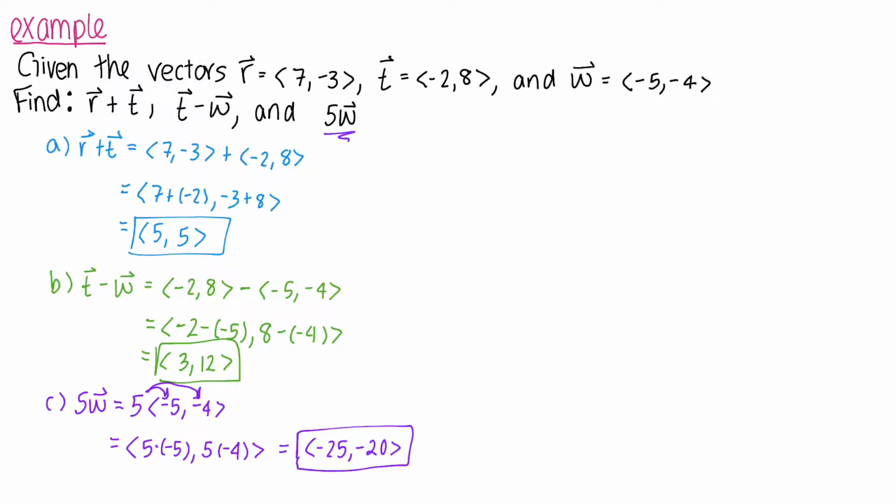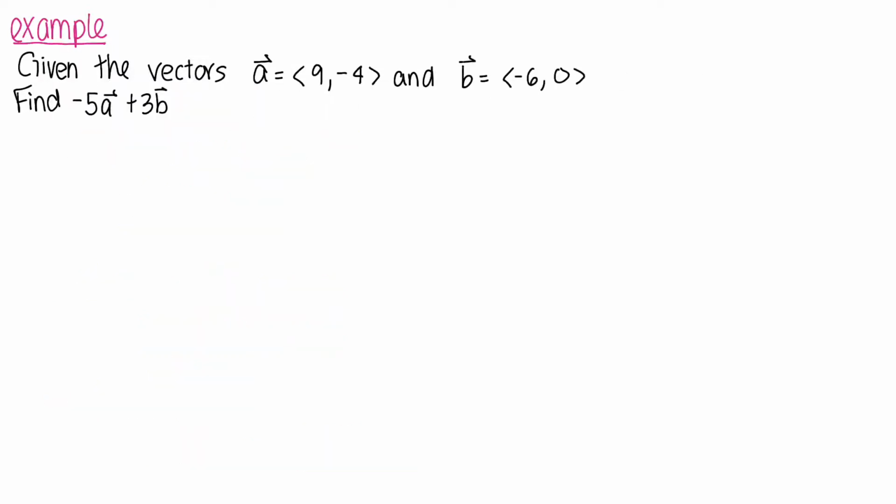And that's that. Now we can make it a little crazier, and we could try adding multiples of each vector to a multiple of another. And it's not going to be that bad. So negative 5a plus 3b. So we have negative 5 times the vector a, which is 9 comma negative 4, plus 3 times the vector b, which is negative 6 comma 0.